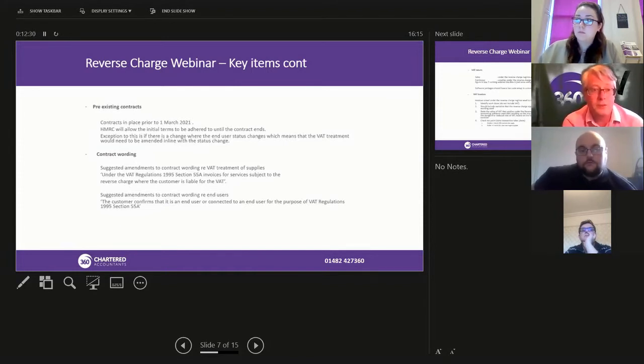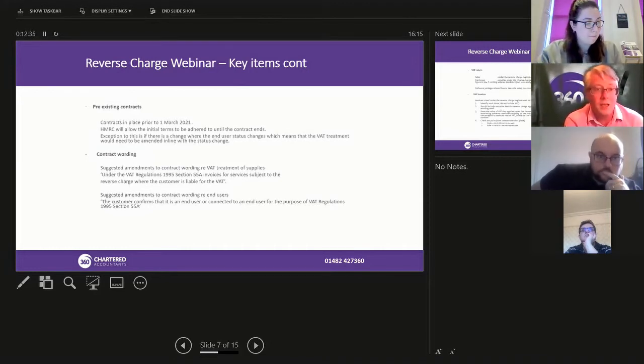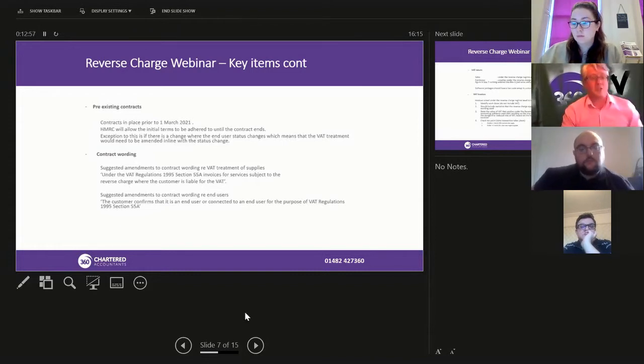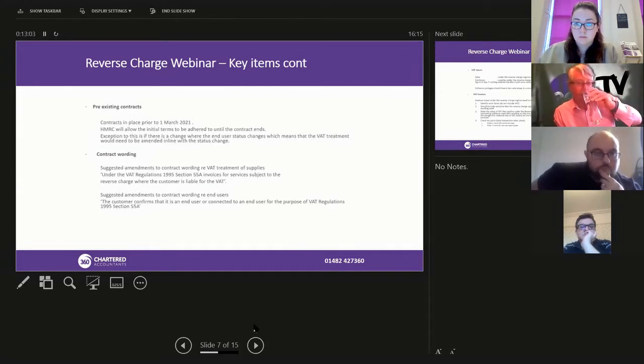A couple of suggestions from HMRC about contract wording. As you'll see, for the VAT treatment of supplies, there's some wording there which they're suggesting should be in place in any of your contracts, which you don't need me to read out, you can all read, hopefully. And again, for suggested amendments to contracts for end users, if you're dealing with direct people, there's a line that they're suggesting is added to your terms and conditions, which is something to look at over and above the VAT treatment.